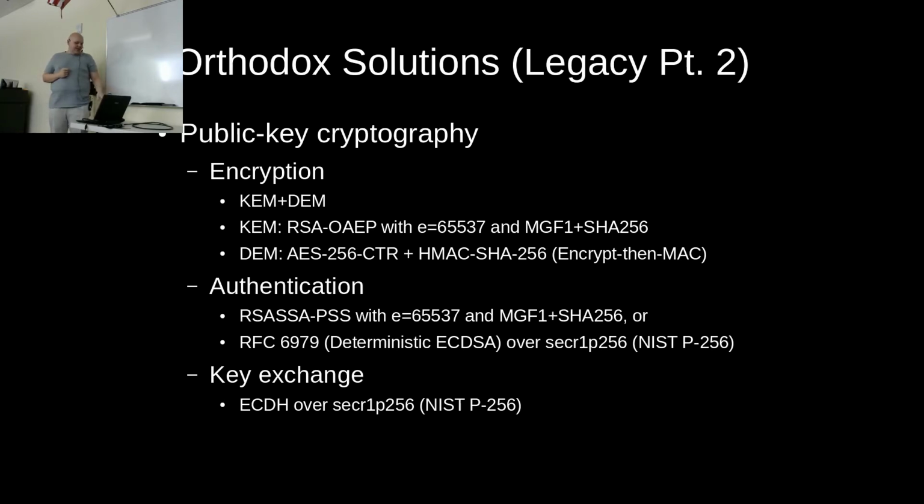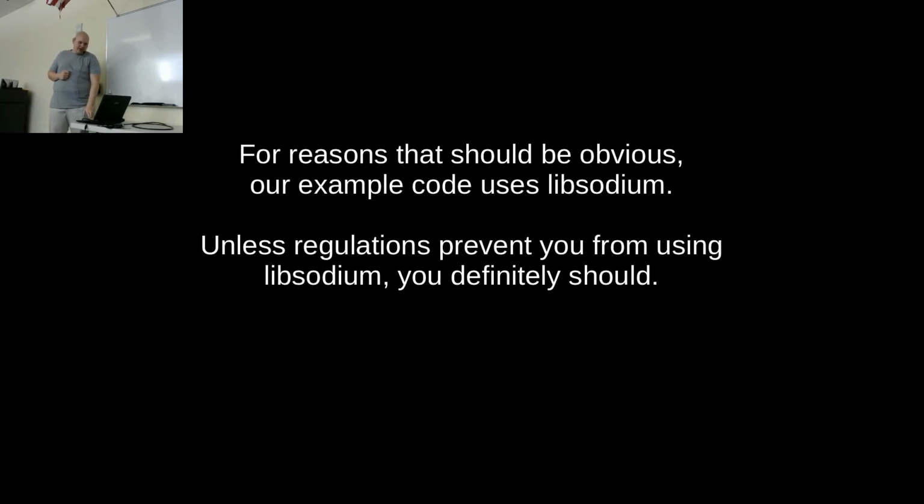As you can see, this is kind of a mess. There's a lot of knobs and levers and things that can go wrong. What happens if you accidentally set E=1 for both these RSA things, like SaltStack did famously 4 years ago? Your security goes to 0, because you're encrypting with RSA with E or D=1. You're basically just converting to itself. So for reasons that are obvious, the example code uses Libsodium. If you're doing anything in production and you don't have regulations like FIPS that tell you can't use Libsodium, you definitely should.